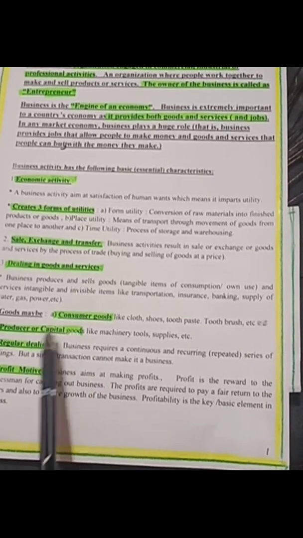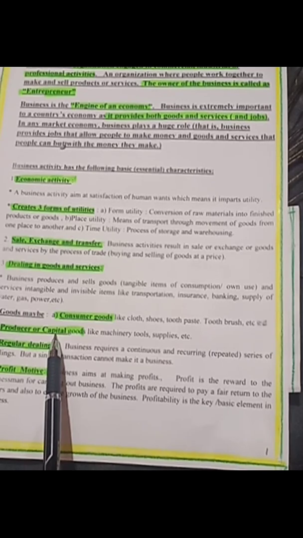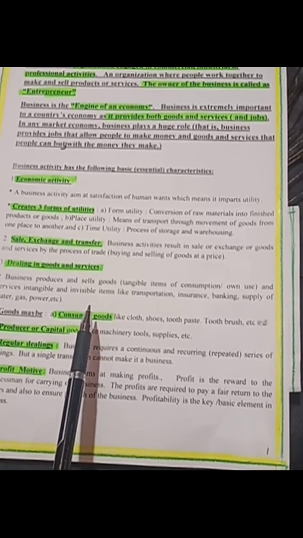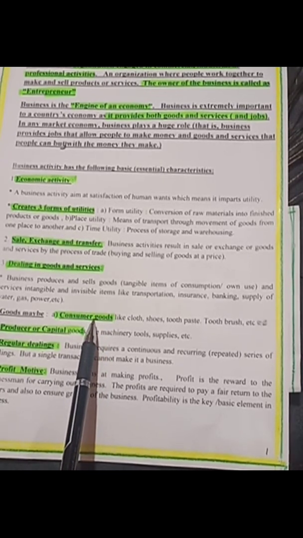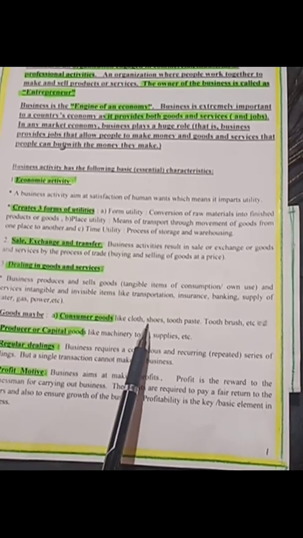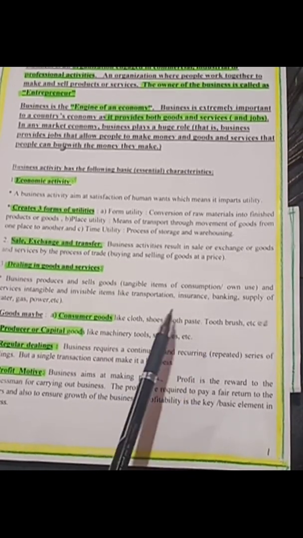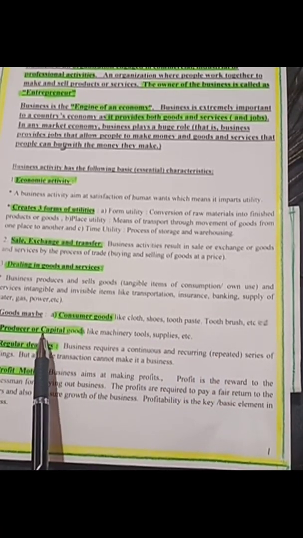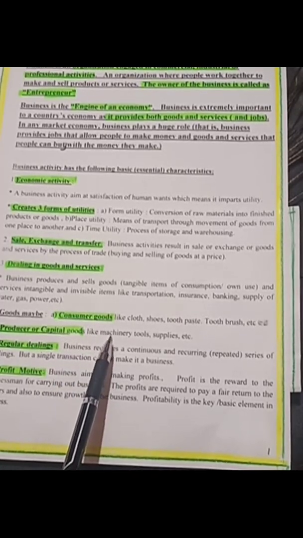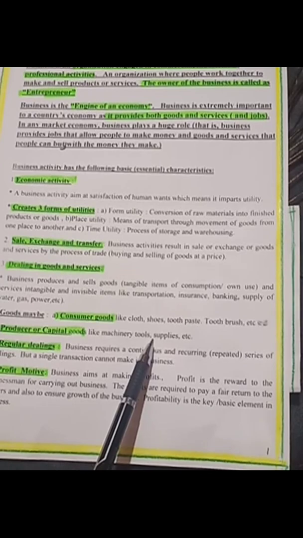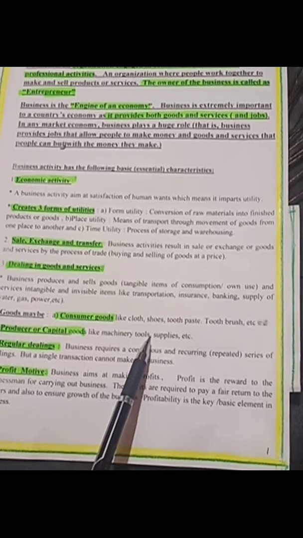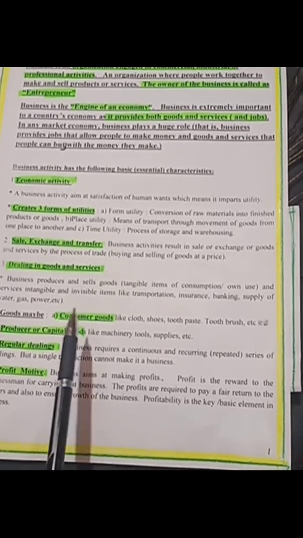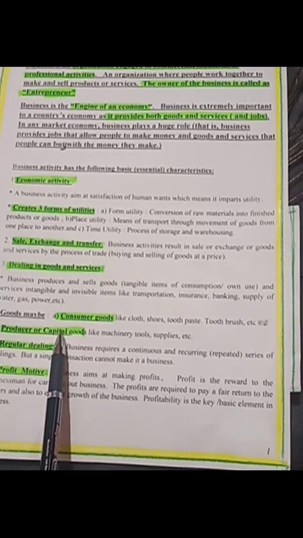Goods may be consumer goods or capital goods, called producer goods. What are consumer goods, children? As I told you, please understand. Consumer goods are those goods which are readily, easily utilizable, like clothes, shoes, toothpaste, toothbrush. You can add on milk, sugar, tea, etc. All this come under consumer goods. Capital goods are those goods which are like machinery, tools, supplies, accessories, other spare parts, all this come under capital goods. We utilize capital goods to produce consumer goods. Consumer goods are readily utilizable goods. Capital goods are nothing but machine oriented.